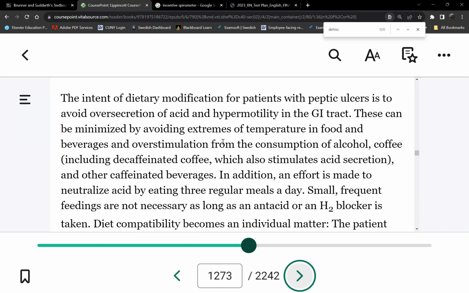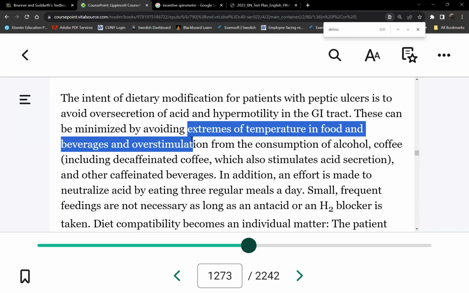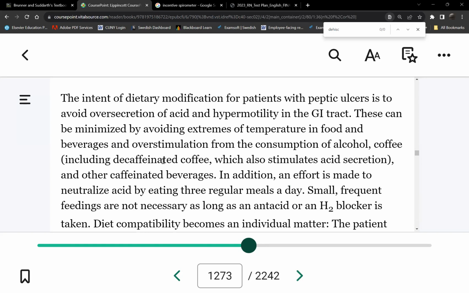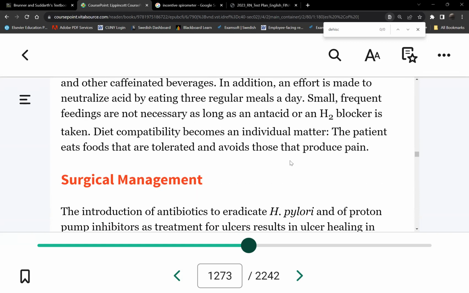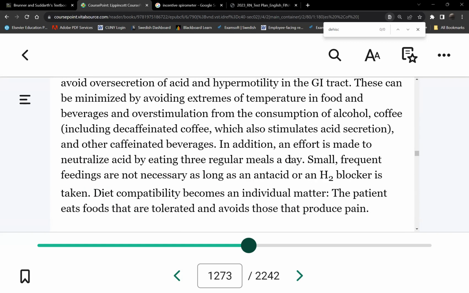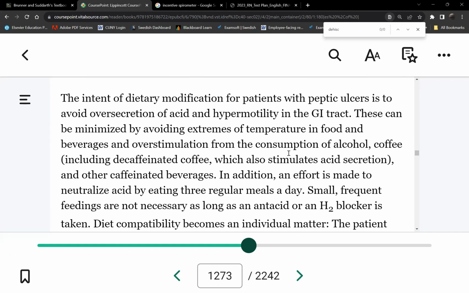So what are the foods that should be avoided? First is the extremes of temperature, not too cold, not too hot. Alcohol, coffee, including the decaf. Really, there's no rule. If a certain food causes you symptoms, what will you do? Then don't eat that.